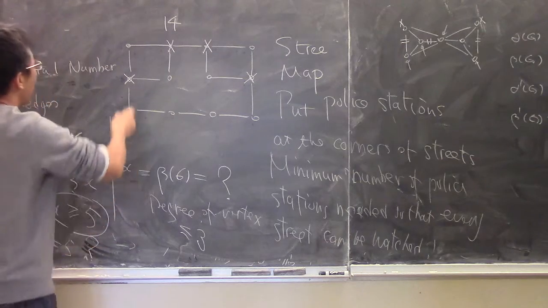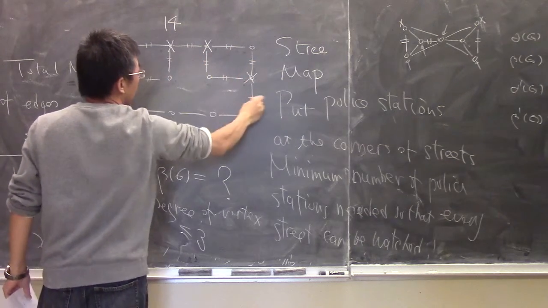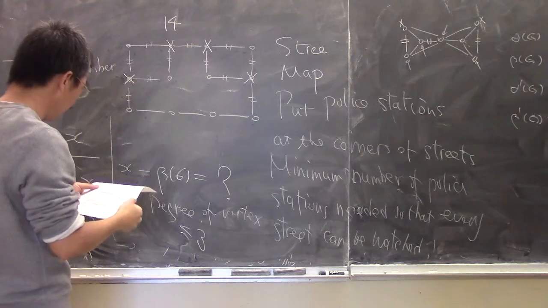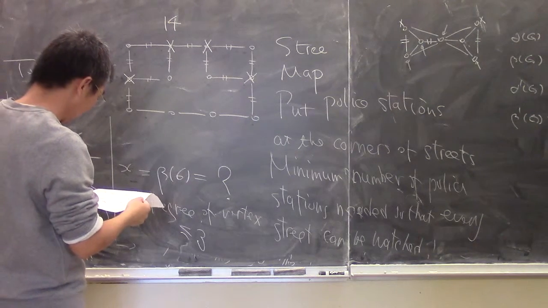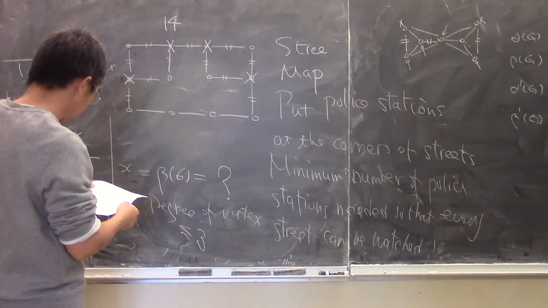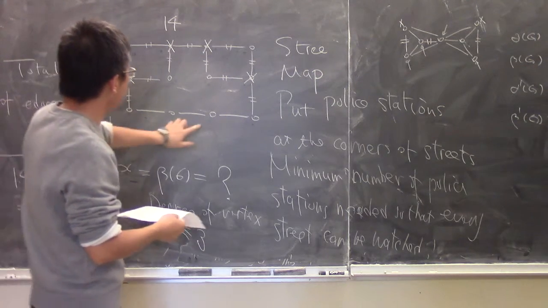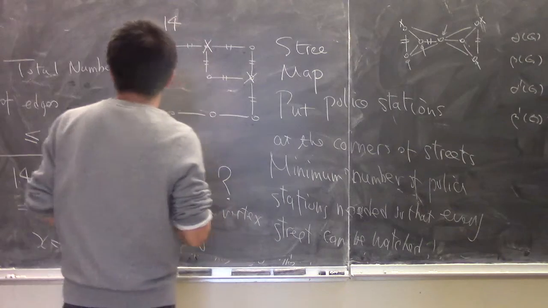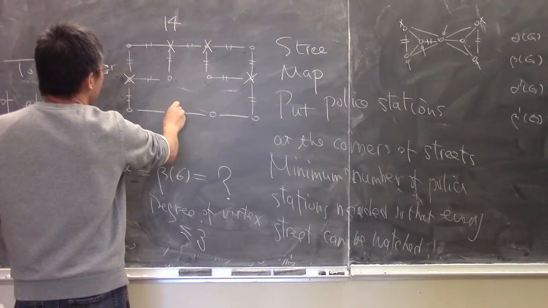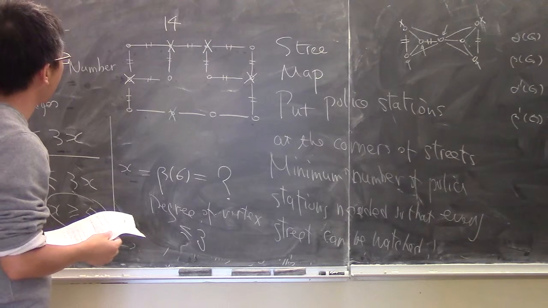So now let me count how many edges I've already covered. Right? So I still have, I will need... so I need a 3 is going to be covered. So I need, looks like, that's not good enough. If I pick this one, then this is covered, I still have one street not covered. So I need a different strategy.